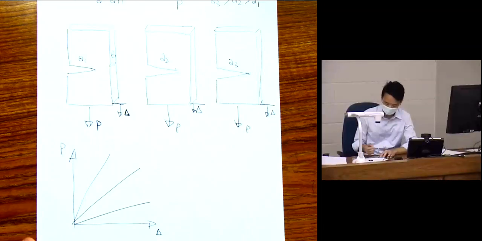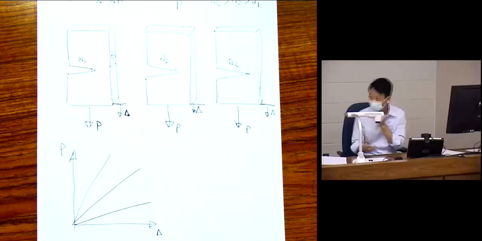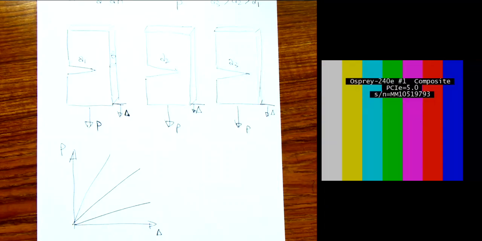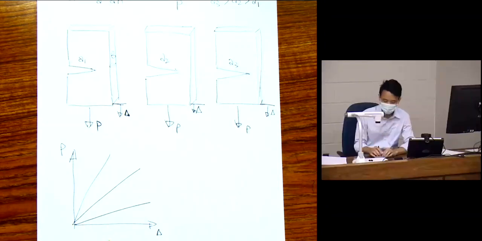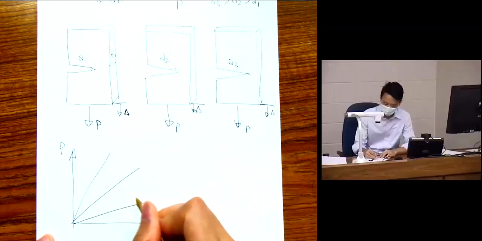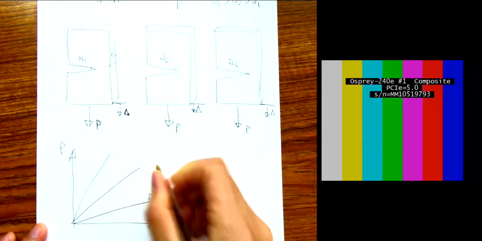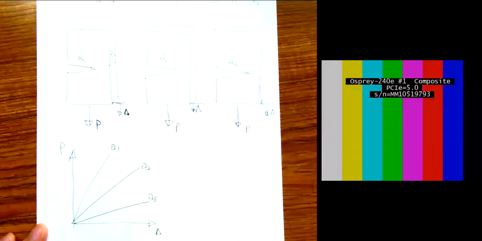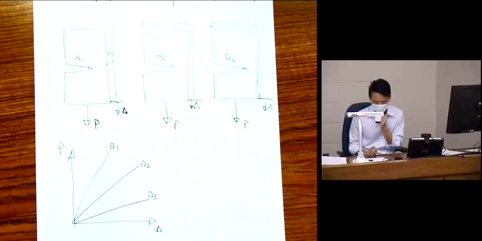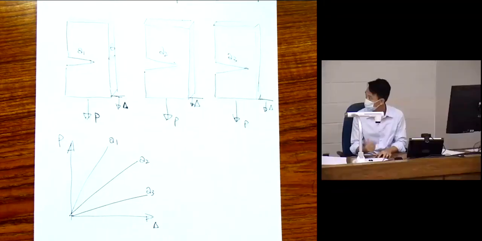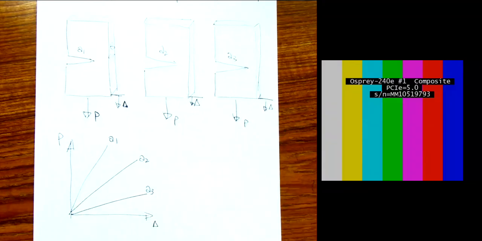They're going to look like this, right? So let's say this is linear elastic. They can be more complex than this. They can be nonlinear, but the general trend is that the most stiff one would be the one with the smallest crack, so A1, A2, A3. They can be nonlinear, but anyways, they have to be more compliant in A3.